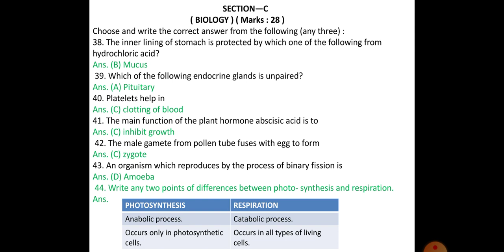The male gamete from pollen tubes fuse with eggs to form zygote. An organism which reproduces by the process of binary fission is amoeba. Write any 2 points of difference between photosynthesis and respiration. Photosynthesis is an anabolic process and respiration is a catabolic process. Photosynthesis occurs only in photosynthetic cells, but respiration occurs in all types of living cells.